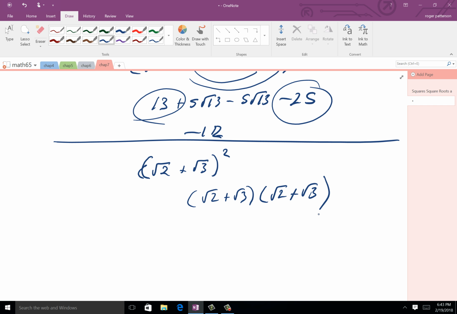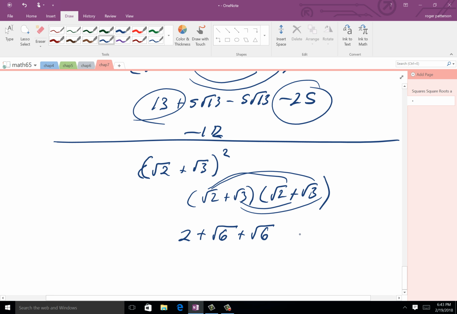Okay. So we got this, and this. Okay, so we're going to foil this. So what's our second line going to look like here? 2, because the square root of that's 4, right? So that's 2. Okay, plus square root of 6, good, because we're multiplying. Plus square root of 6, good, because we're multiplying. Plus square root of 3 times the square root of 3. And then we just combine it.